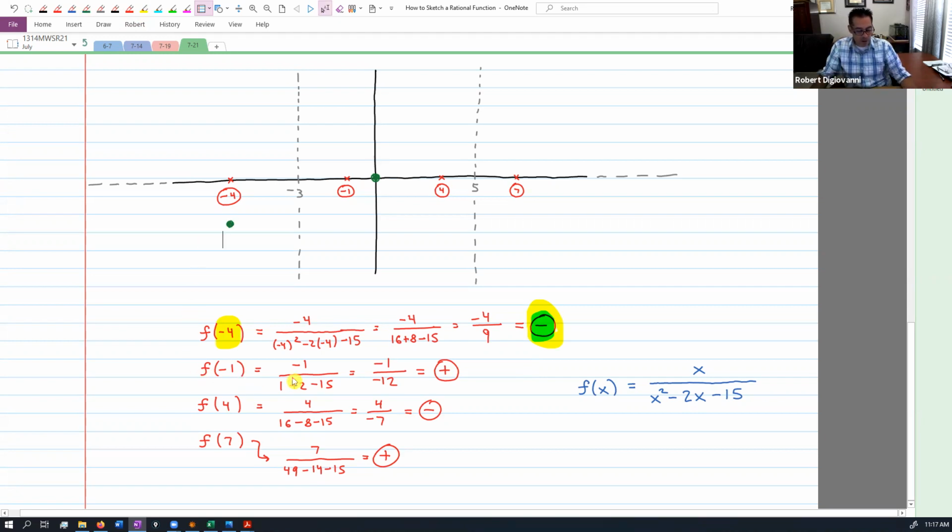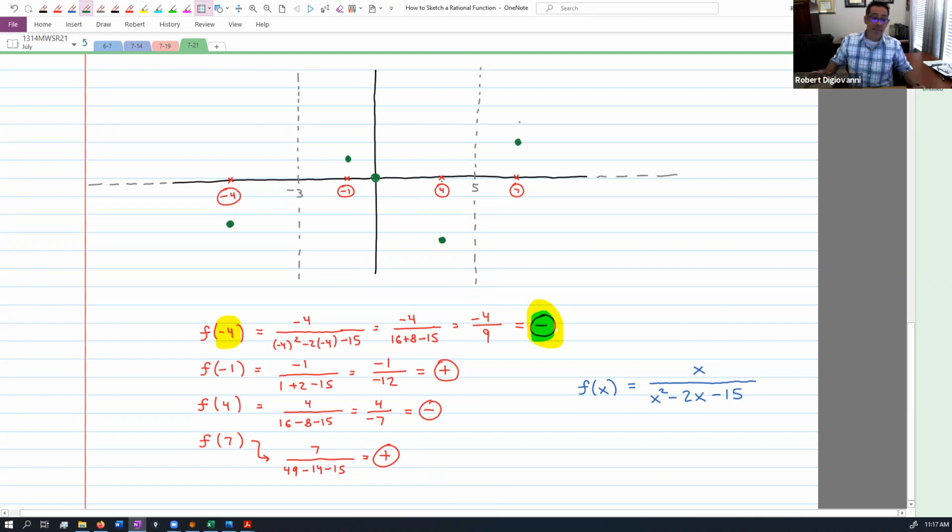And then at -1, I need a positive number, which will be above the x-axis. So I go to -1, I just put a point somewhere up here. If you want to put it up here, you can. You want to put it right here, you can. It just needs to be above the x-axis, that's all. And then at 4, I have a negative number, so I can put that wherever I want. I'll put it here. And then at 7, I have a positive number, so it goes here.